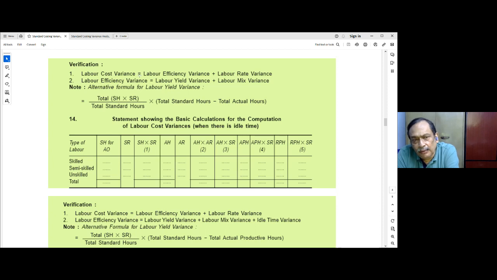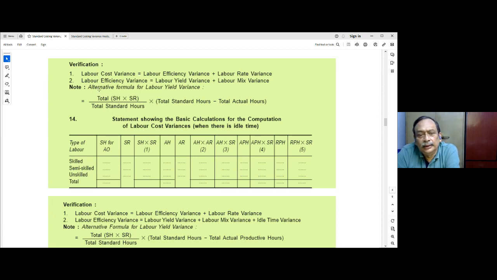So SH for AO, standard hours for actual output, then standard rate, then SH into SR, let it be 1, then AH, then AR, then AH into AR, let it be 2, then AH into SR, let it be 3, then APH, that is actual possible hours, then actual possible hours into standard rate, let it be 4, then revised possible hours, and ultimately RPH, revised possible hours into standard rate, that is number 5.